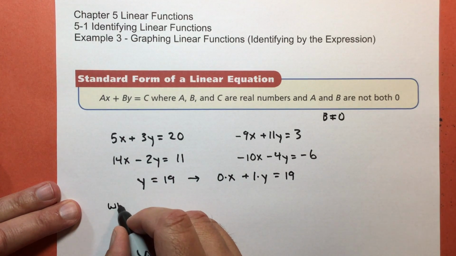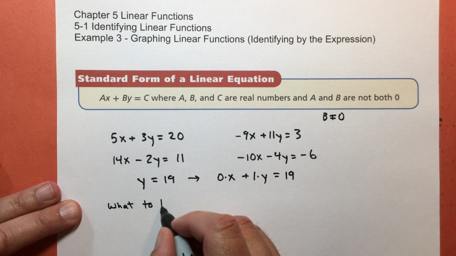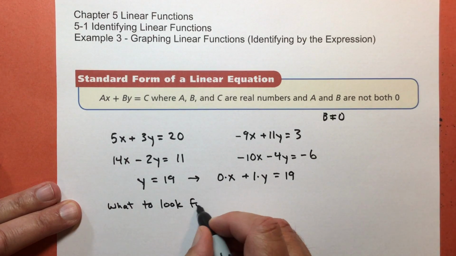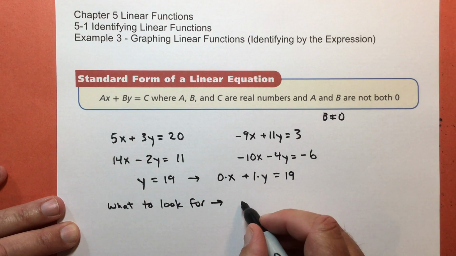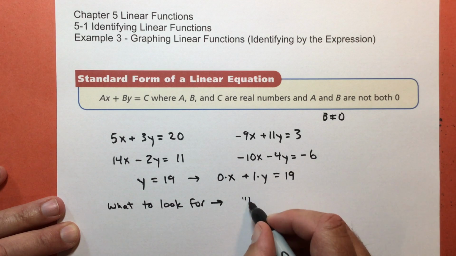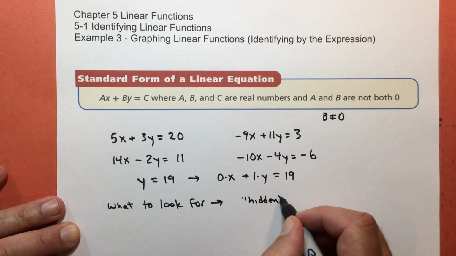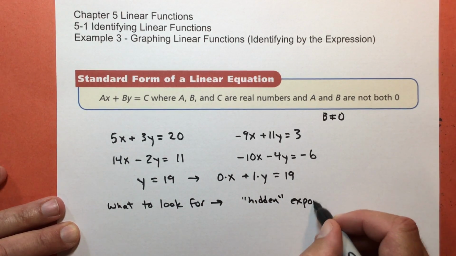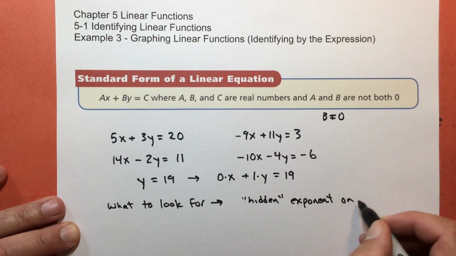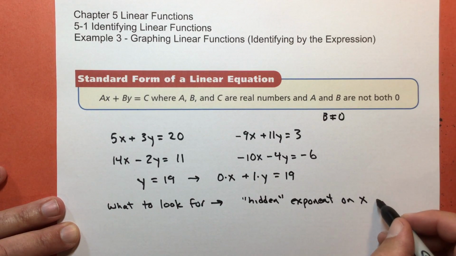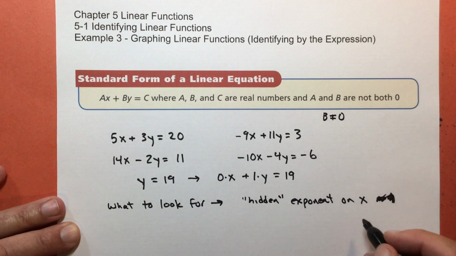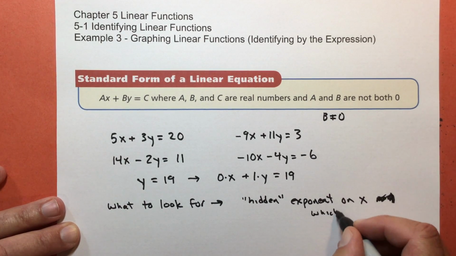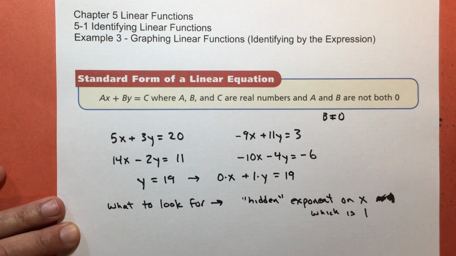So what to look for? We're going to ask you to identify linear functions. So the first thing is that you have to find the hidden exponent on x, which is equal to 1. Oh, I don't want to write that. Sorry, I don't want you to think I wrote x equals 1. Whoops, sorry. If it's hidden, the exponent is 1.